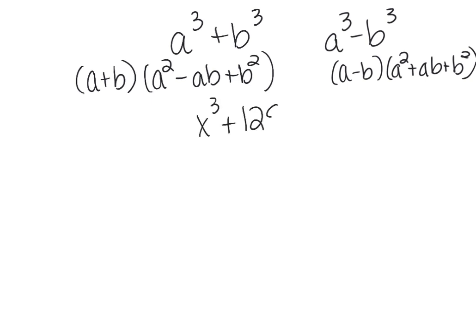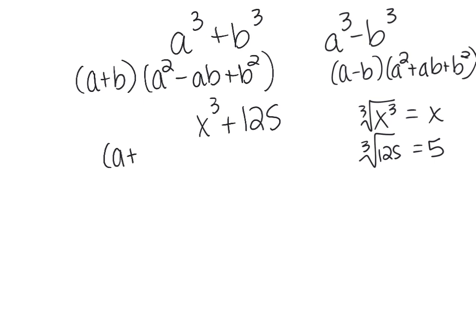When you see something like x cubed plus 125 and there's no greatest common factor, I start thinking about the cube roots. The cube root of x cubed is x. The cube root of 125 is 5. And you can do that cube root on your calculator, or you can try to think of a number that cubed will give you 125. So just using that pattern, we have x plus 5, and then x squared minus 5x plus 25. There I plugged in the x for A, the 5 for B, and you just follow that formula.